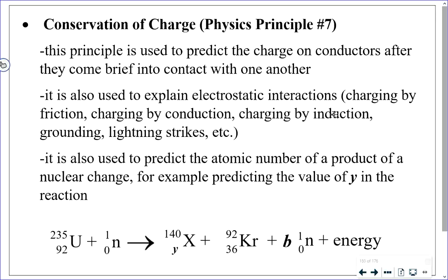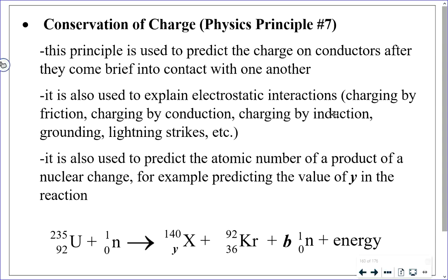For example, if I have the fission of uranium-235, I hit the uranium-235 with a slow-moving neutron. I get two main fragments. This is what makes it fission. I get krypton-92. I get some other element, which is unknown to me. The X there means I don't know it. Its atomic mass number is 140, and I get a certain number of neutrons.